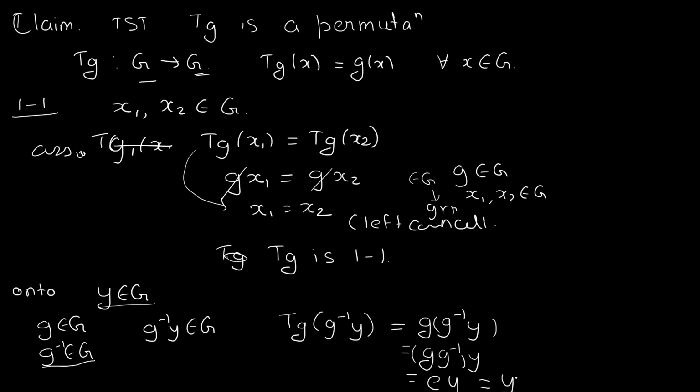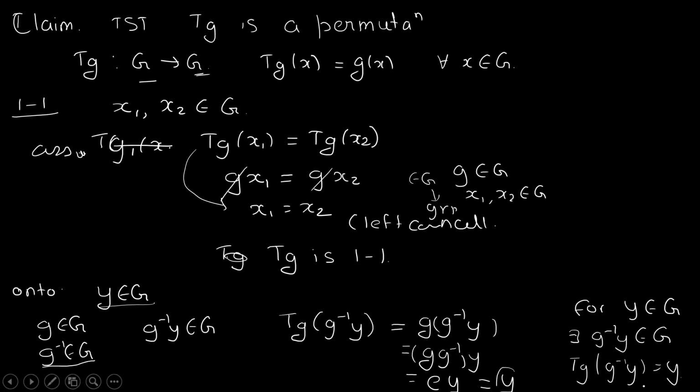So what I have got is, for y belonging to G, there exists g inverse y belonging to G such that Tg of this g inverse y is equal to y. That means Tg is onto. Since it is one-one and onto, Tg is a bijection, and it's basically a permutation.